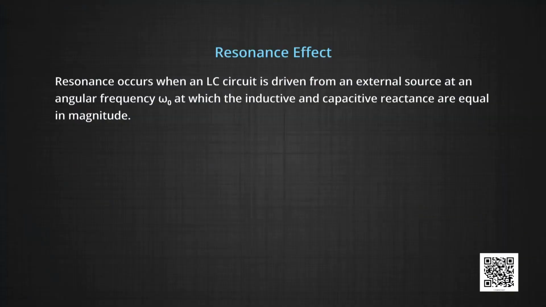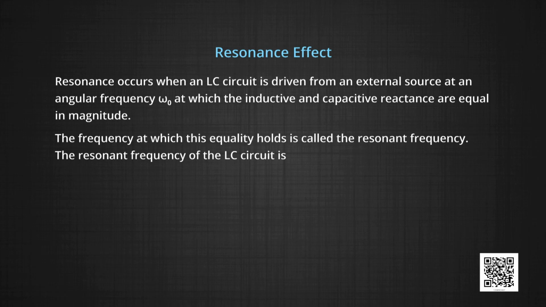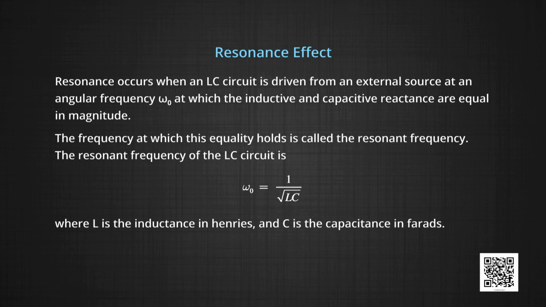Now, here we will discuss the resonance effect. Resonance occurs when an LC circuit is driven from an external source at an angular frequency omega naught, at which the inductive and capacitive reactance are equal in magnitude. The frequency at which this equally holds is called the resonant frequency. The resonant frequency of an LC circuit is omega naught equal to 1 upon under root LC, where L is inductance measured in henries and C is the capacitance measured in farads.